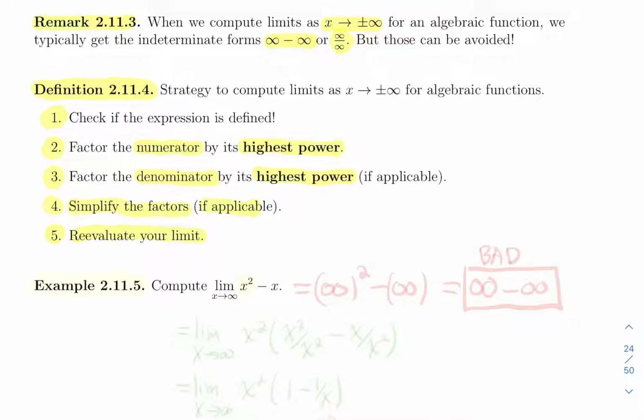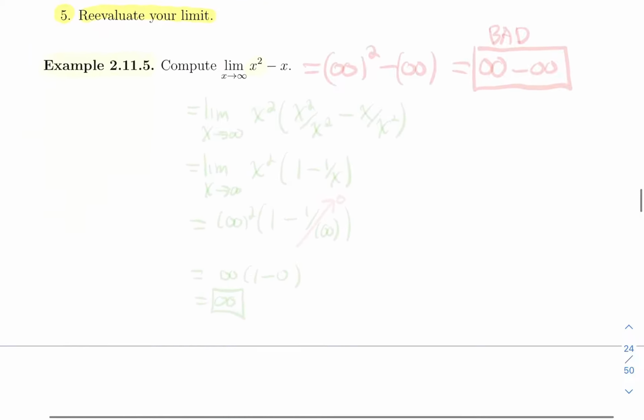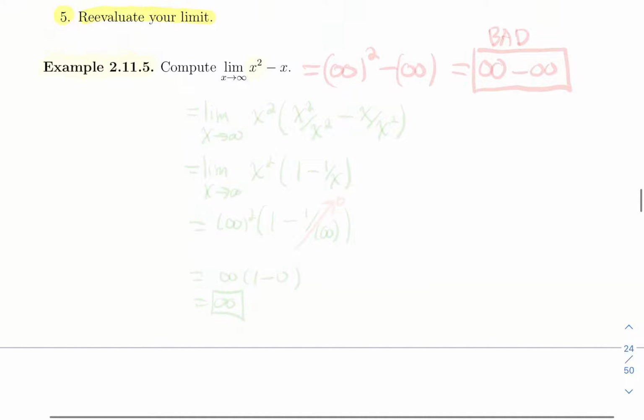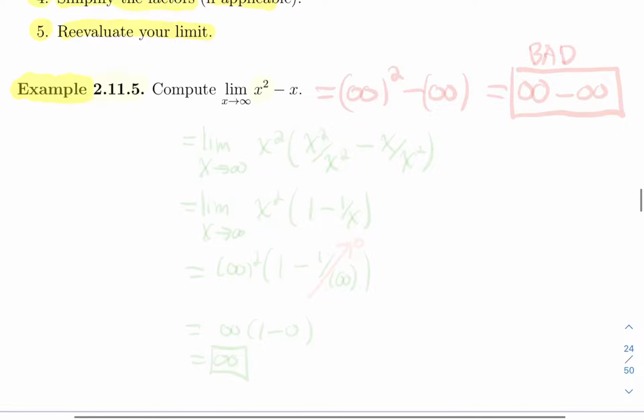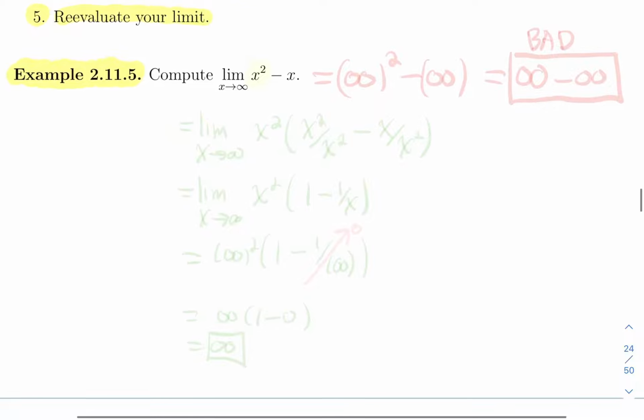All right, let's look at some examples. First example of many. So let's compute the limit as x goes to infinity of x squared minus x. Of course, here you can try it right away, but I strongly suggest that when you look at this question, you see, oh, it's a limit going to infinity or minus infinity, in this case, infinity. It's a polynomial. Might as well just apply the method and get the answer through the method.